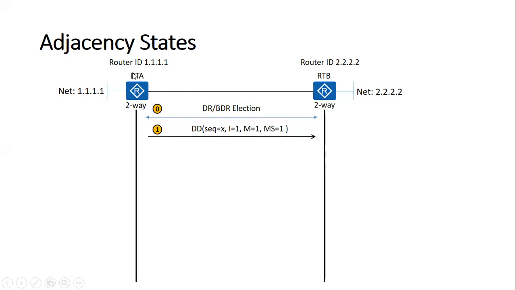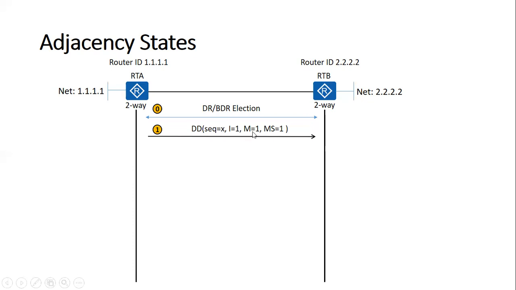At first, router A will send a database description that does not contain any LSA. In the Exstart state, the database description packet does not contain any LSA, so it will only have a sequence number. The sequence number is arbitrarily set. And then there are some bits: I stands for initial, M stands for more, and MS stands for master slave. So it will say that this is my initial DD, the first one I'm sending.